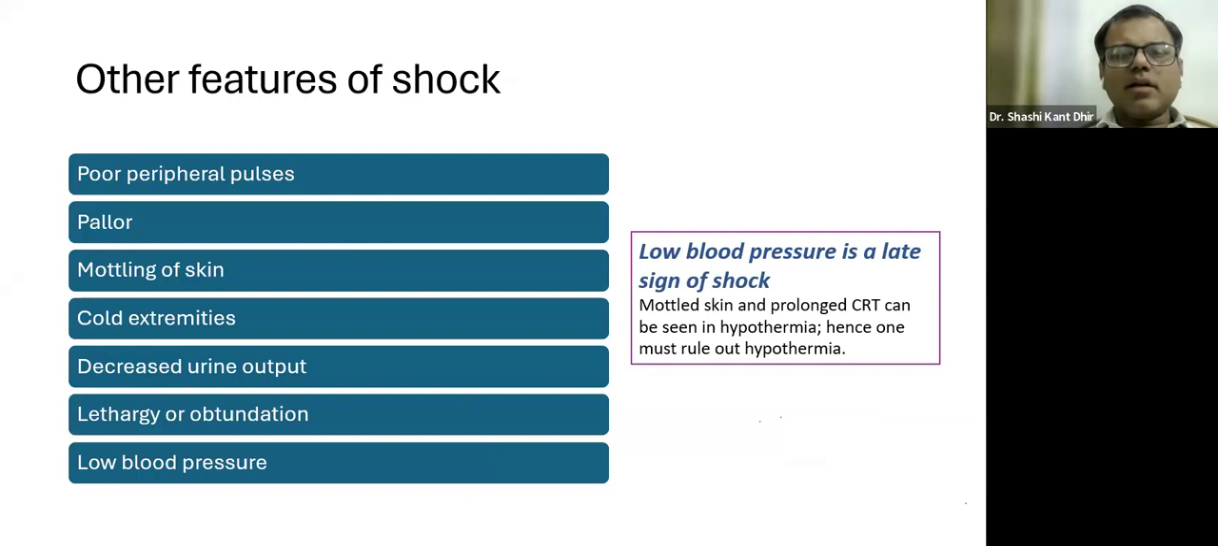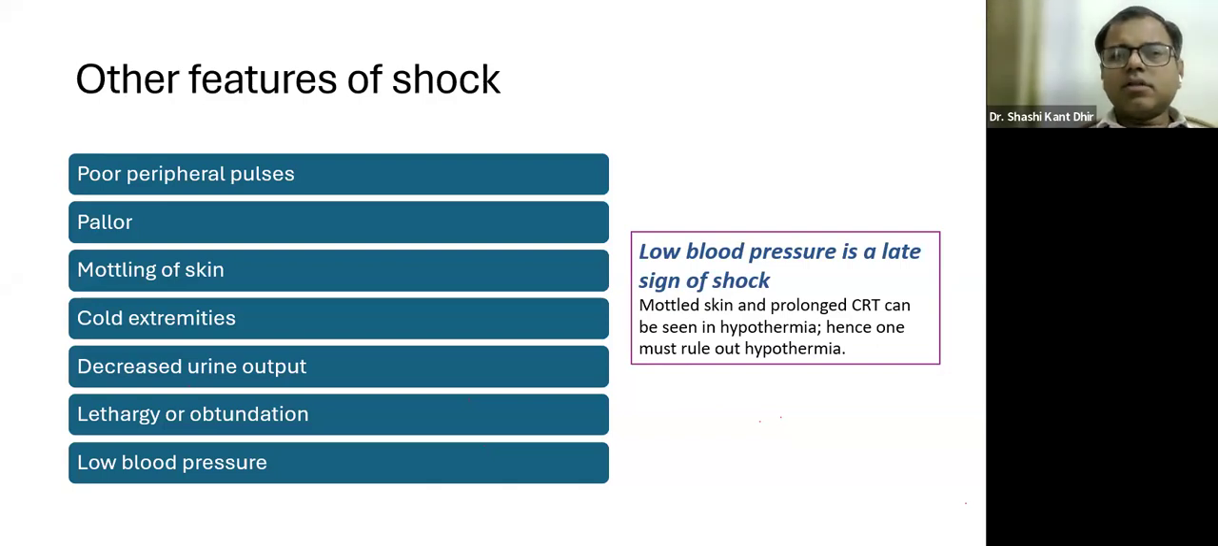So if there is pallor, the skin is mottling, if there are cool extremities, if oliguria is there, if baby is developing lethargy, and lastly, if the baby is hypotensive. So these are the other features of shock. But two things are again important. One is increasing heart rate and second is CRT. So these two things are very, very important.